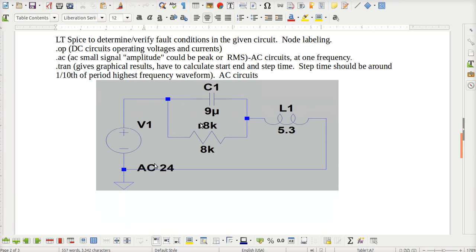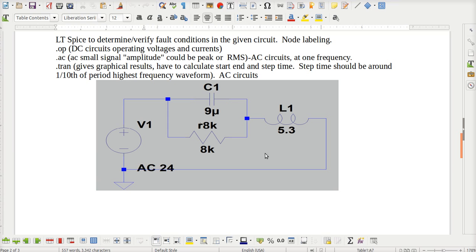my next circuit is an AC circuit, and I wanted to show you in Spice the AC circuit part. One thing you notice is I left the 8K alone, but I changed out the power supply for an AC 24 volt. I changed this resistor, which was the 3K, to a 9 microfarad capacitor, and I changed this one, which was a 2K, to a 5.3 millihenry or 5.3 Henry inductor.